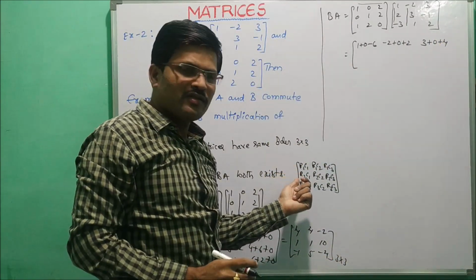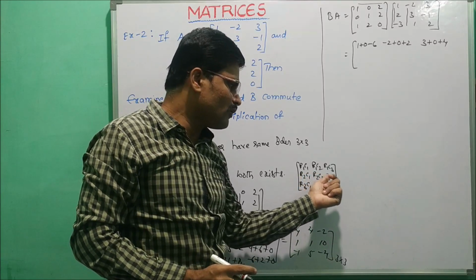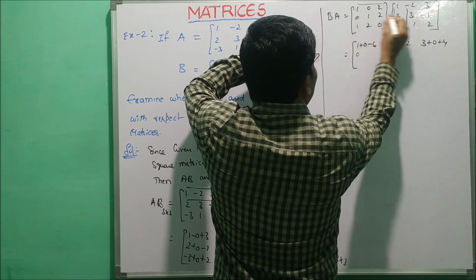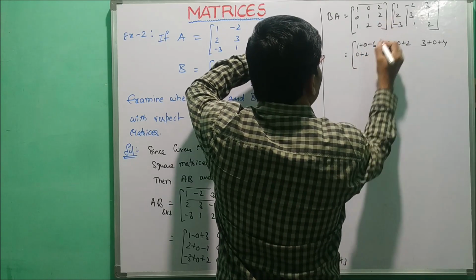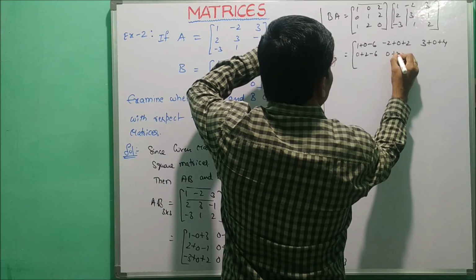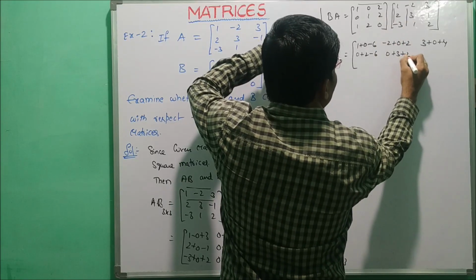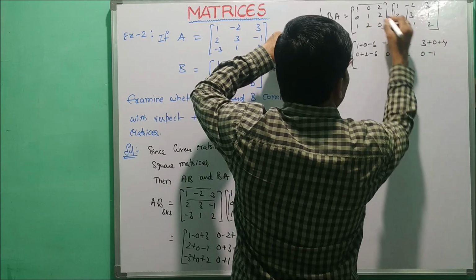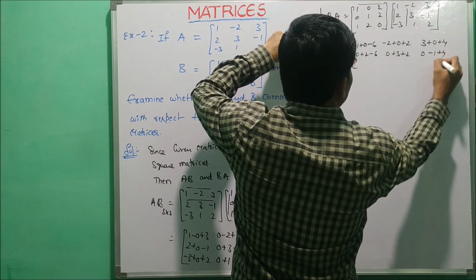Now we have to follow second row, R2C1, R2C2, R2C3. R2C1, 0 into 1, 0, 1 into 2, 2, 2 into minus 3, minus 6. 0 into minus 2, 0, 1 into 3, 3, 2 into 1, plus 2. 0 into 3, 0, 1 into minus 1, minus 1, 2 into 2 is 4.